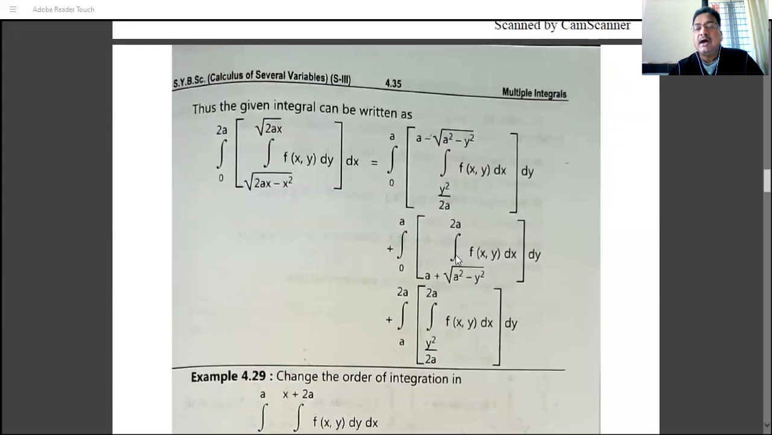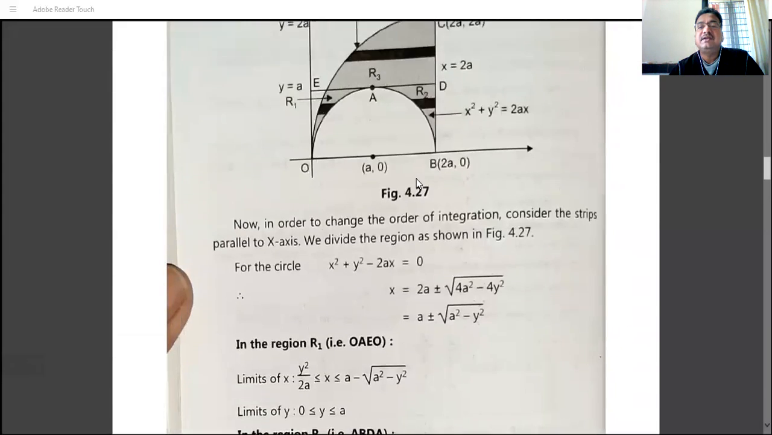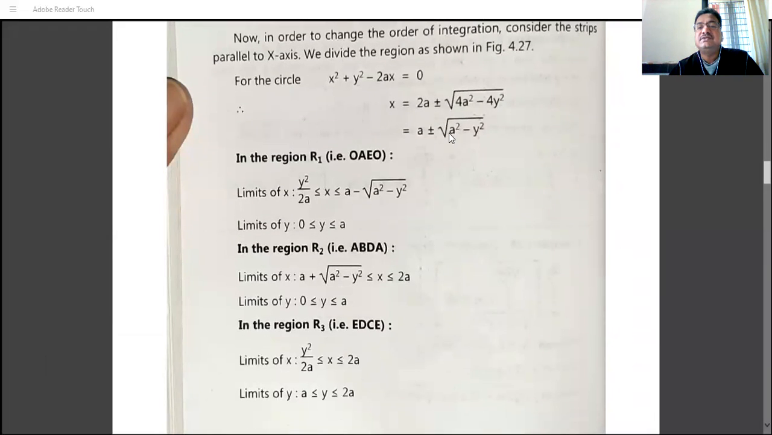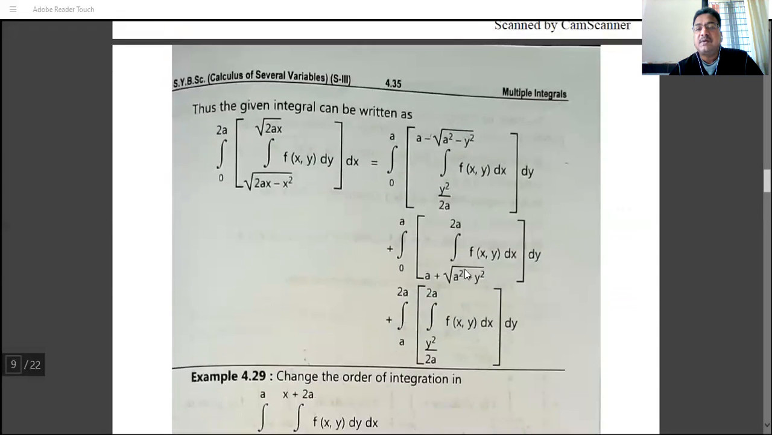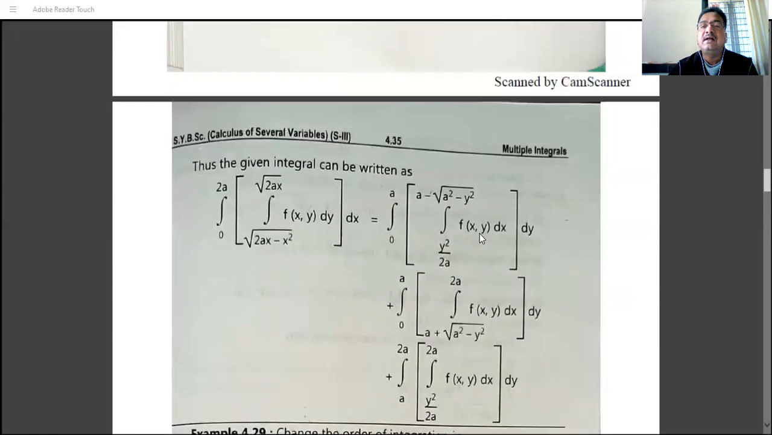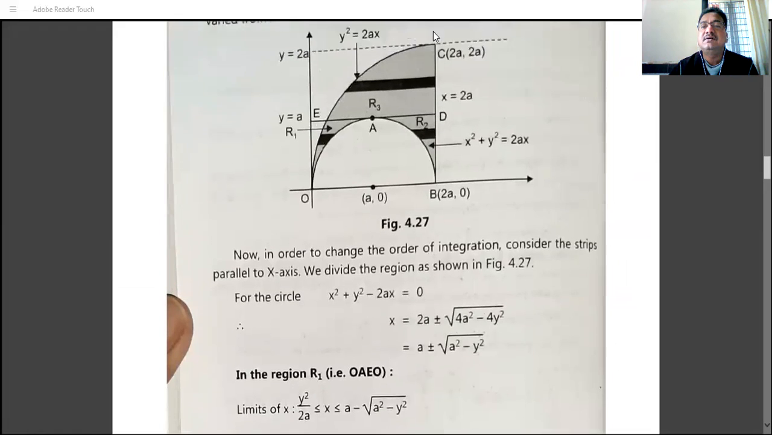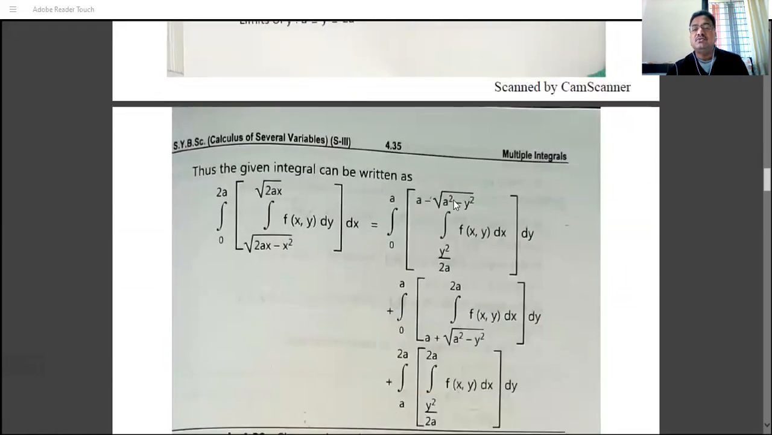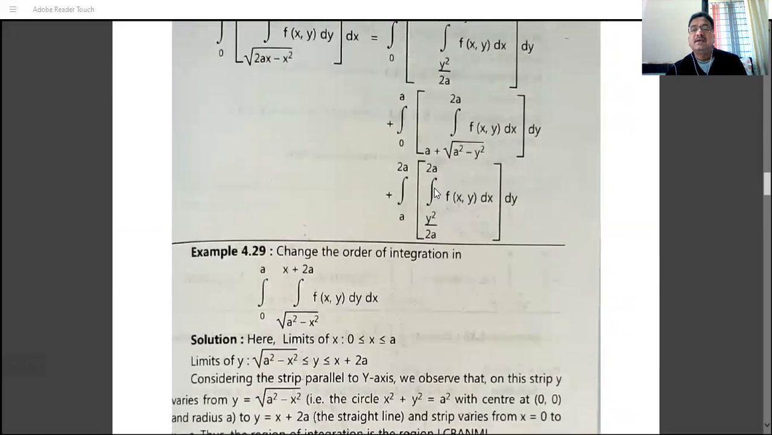Then the double integration over R2. In the region R2, if we draw the strip parallel to the x-axis, then one end of this strip touches this circle x square plus y square minus 2ax. From this, the value of x is a plus root a square minus y square, taking the plus sign here. The other end of the strip touches the line x is equal to 2a. So x is equal to 2a is its upper limit.